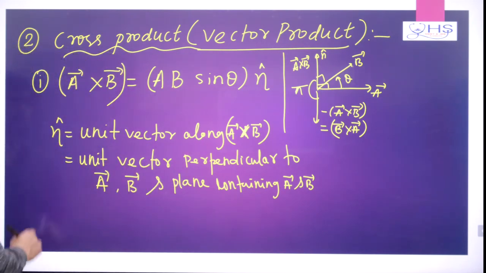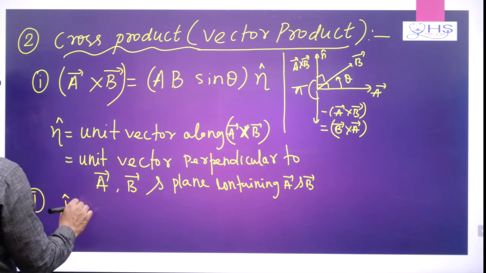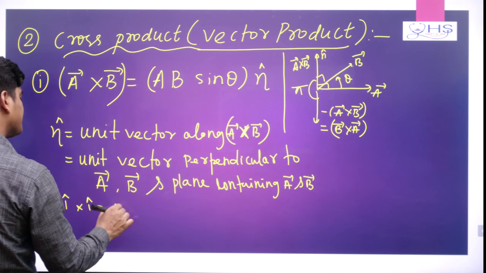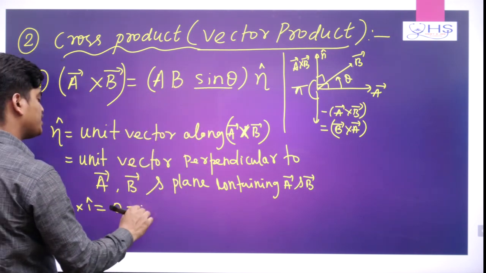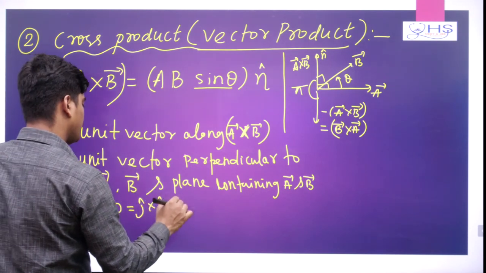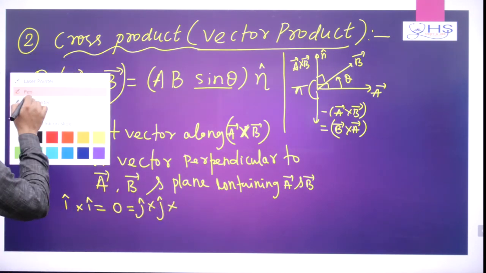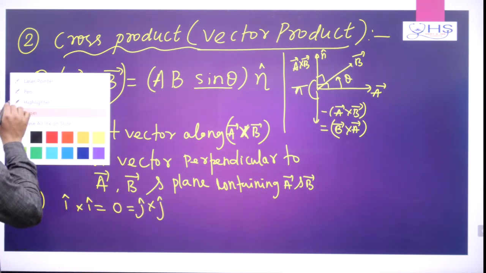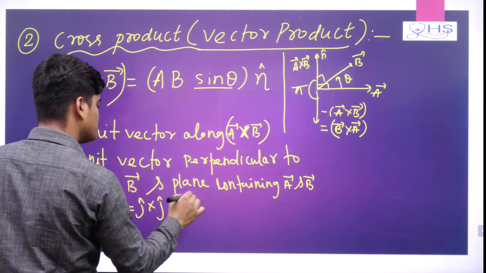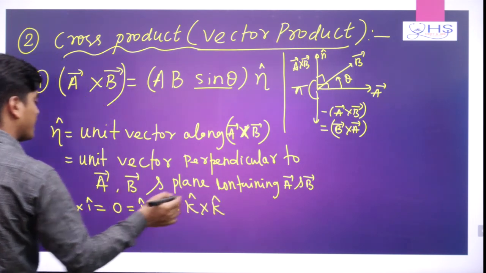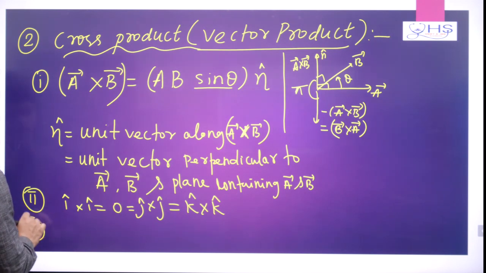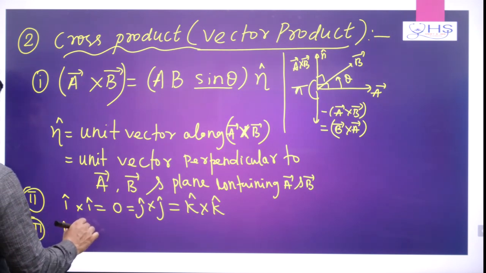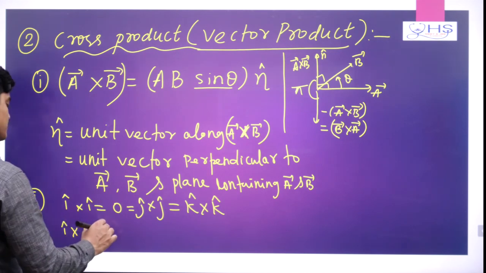Now here is the second point. If you are doing i cross i, you will get 0 because of sin theta, so i cross i is 0. And if you do j cross j, you will also get 0. If you do k cross k, you will also get 0. So k cross k is also 0. Okay, because the angle is 0 and sin 0 is 0, that's why you are getting this. Now remember, if you are doing i cross j, we'll see in the next slide.